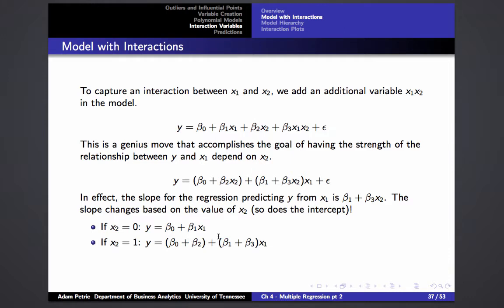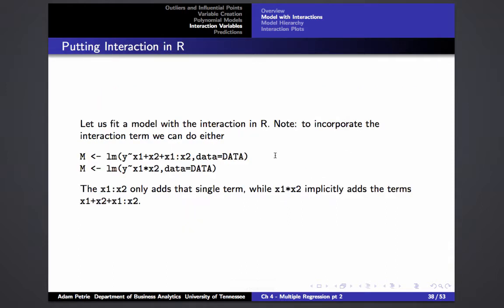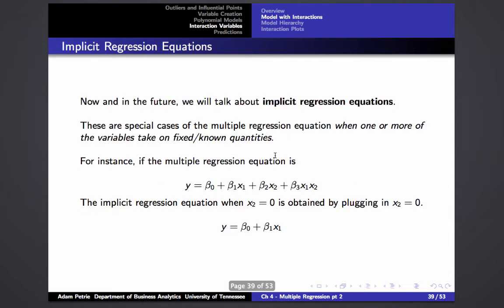It might be stronger, it might be weaker, depending on the signs of the coefficients, but adding in this extra term allows me to model the possibility that the strength of the relationship between y and x1 may not be a constant. So we'll talk about how we do that in R a little bit later.